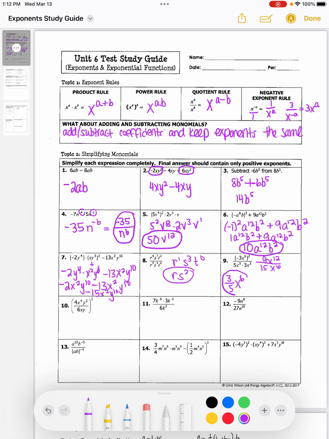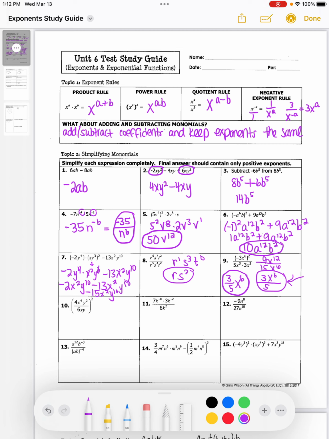So we can write our answer like this, 3/5 x to the 6th, or you can keep your answer as one single fraction. Simplify 9/15 to be 3/5, and then you would have x to the 6th power up top, and it would be one single fraction answer. Either are correct, but I kind of like the second way better. But it doesn't matter, they're both right.